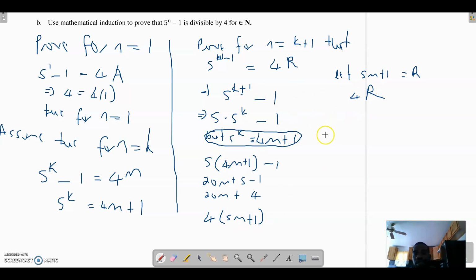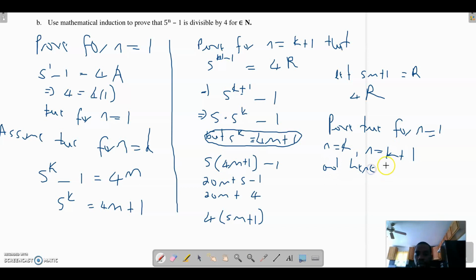Now, once you have done this, you need a final statement which says proven true for n equal 1, n equal k, n equal k plus 1, and of course, hence for all elements in my natural number system. Because that is what you really ultimately wanted to prove it for.